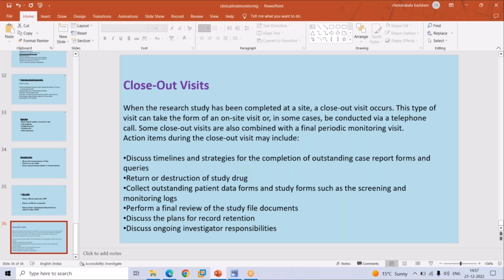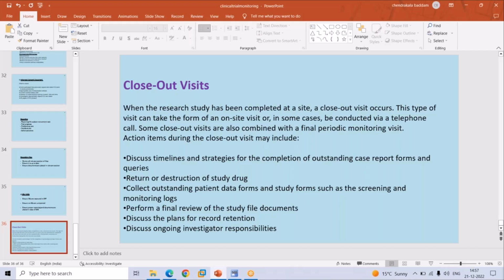These are all the action items during the closeout visit. They may include discussing the timelines and strategies for the completion of outstanding case report forms, and any outstanding pending queries. We'll discuss the timelines for that, when we are going to complete them.